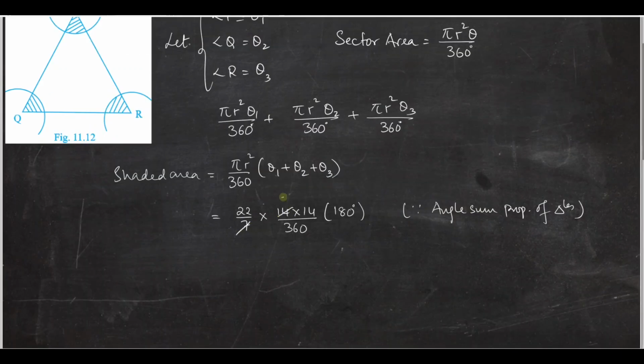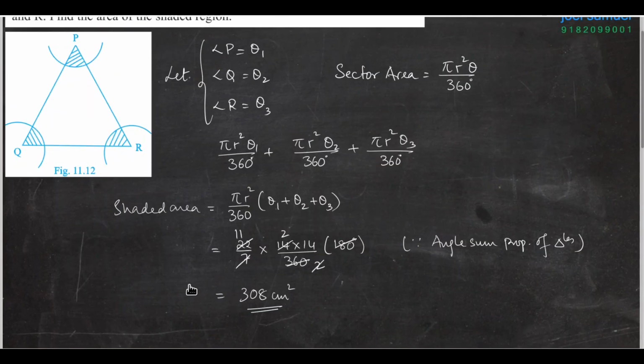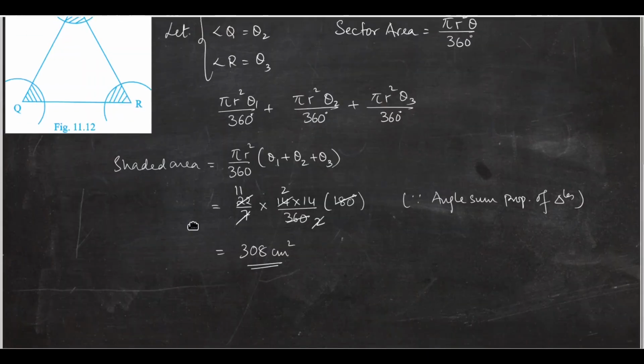So 7 cancels twice and this goes twice, and we can cancel 2 11s are 22. So if we take this product, this is 22 times 14, we get 308 centimeters squared, and that is the final area of the shaded portion. Now let us look at another question which is similar, but in this case we have a quadrilateral.